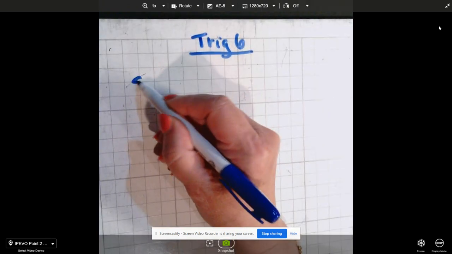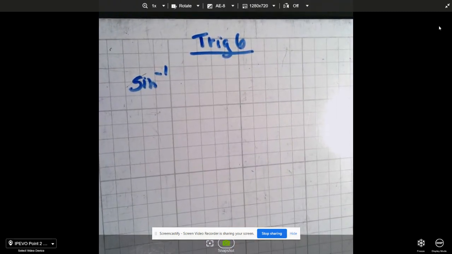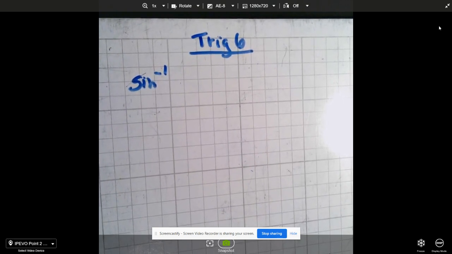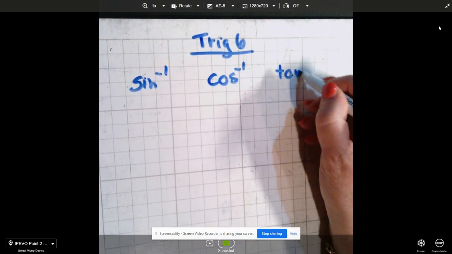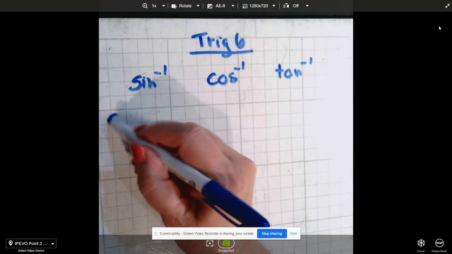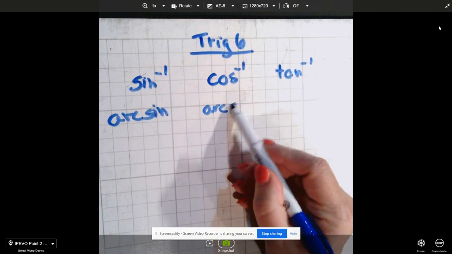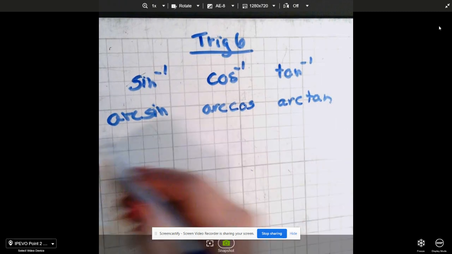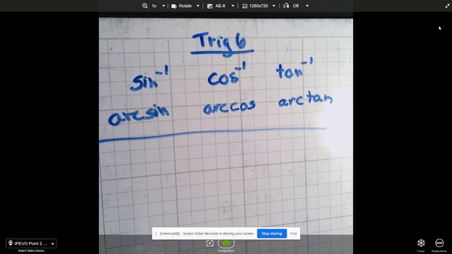So if you remember, if I had the arc sine written like that, that's a second function on your calculator, and I said that's what you're going to use anytime you want to find an angle measure, or the arc cosine, or the arc tangent. It can also be written like this: the arc sine, the arc cosine, or the arc tangent. So anytime you see anything written like that, you know that your answer needs to be either in degrees or in radians.